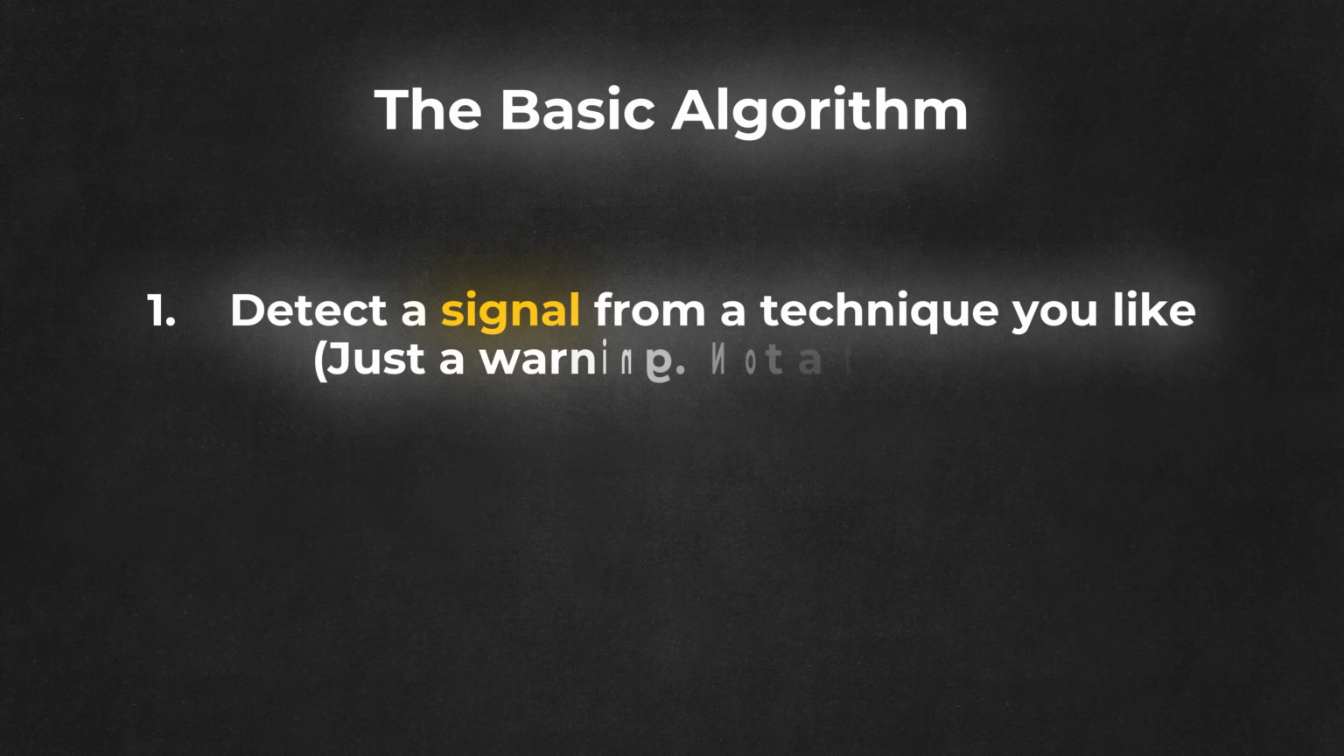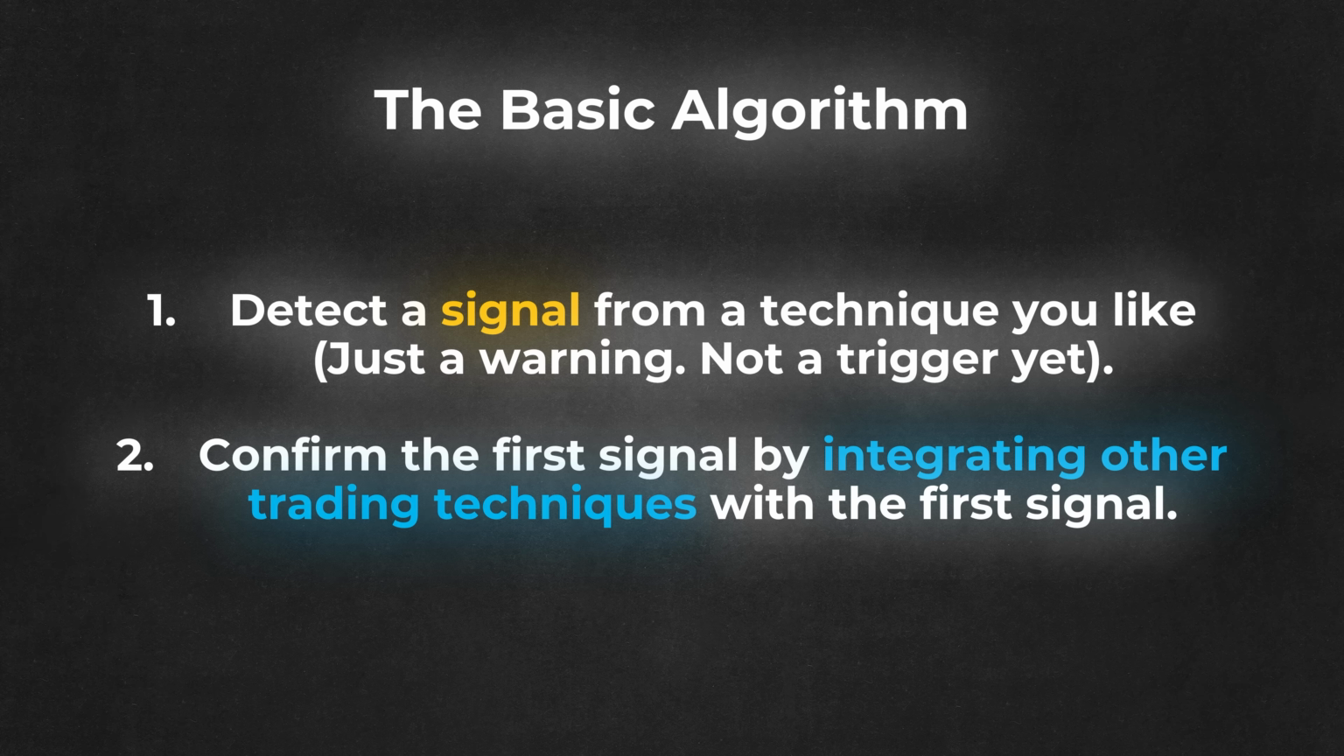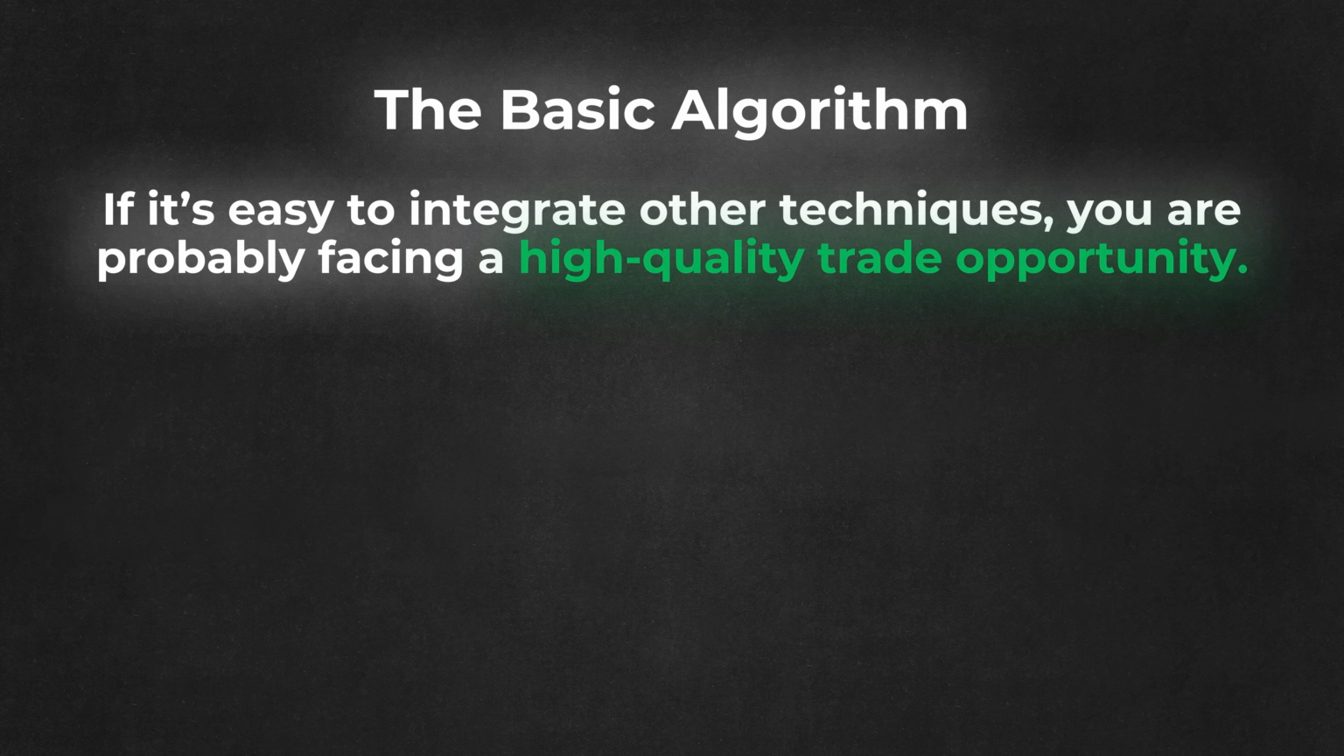The basic detection and confirmation algorithm of a trade goes like this. Once you open a blank chart, the first step is to detect a signal from one trading technique that you like. The first signal is just a warning, it's not a trigger. The second step is to confirm this initial signal. The way you do that is by trying to see if you can find other trading techniques intersecting with the first signal. You notice that if it's easy to find intersections, you are probably facing a high-quality trade opportunity.